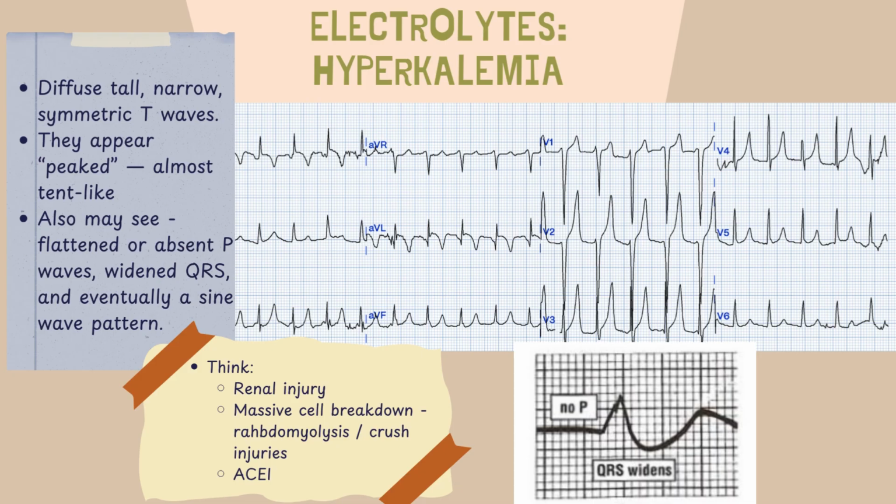So let's discuss hyperkalemia. Potassium affects membrane potentials, and when it's too high, it makes cells more excitable, but they're also slower to repolarize. So what happens is you get diffuse, tall, peaked T waves. They're tent-like and symmetric. And as it worsens, the QRS widens, and you may see a sine wave pattern eventually. It's a signal that repolarization is prolonged and conduction is slowing. Think about things like renal failure, ACE inhibitors, or massive cell breakdown with tumor lysis, rhabdomyolysis, or even crush injuries.